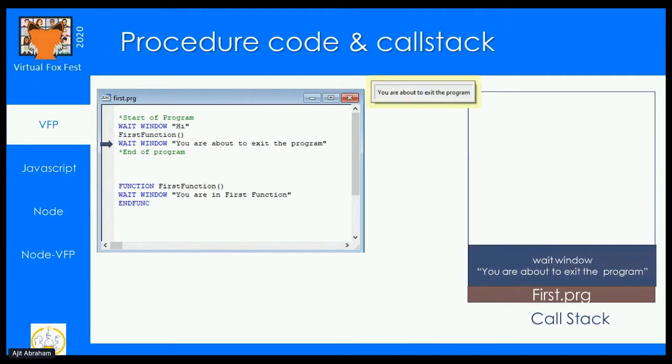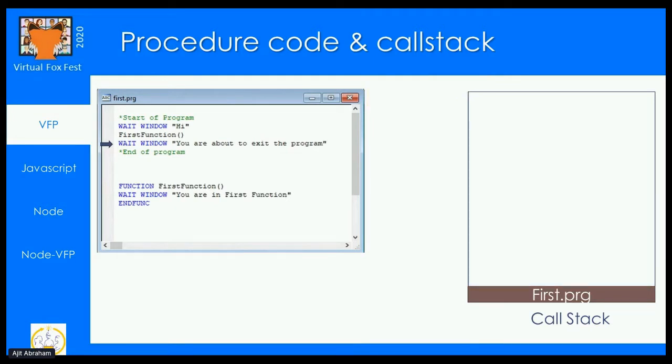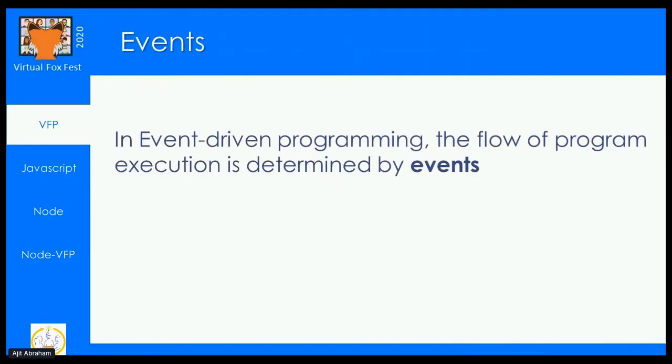The third line of the program is executed from the call stack, which displays the last window. On a key press, this window too disappears and code is removed from the call stack. No more code, so first.prg is removed from the call stack.